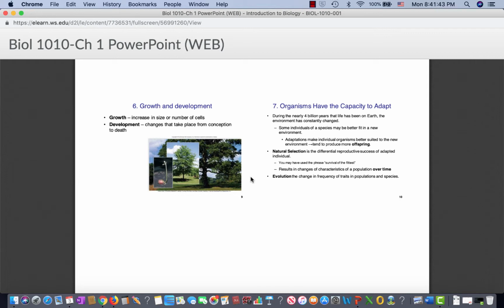Organisms grow and develop, so you can grow and increase the size or the number of cells, and development is the changes that take place between conception and death. Think about a caterpillar molting and becoming a butterfly. That is a form of development. Organisms have the capacity to adapt, and when they say adapt here, they mean more along the lines of evolution.